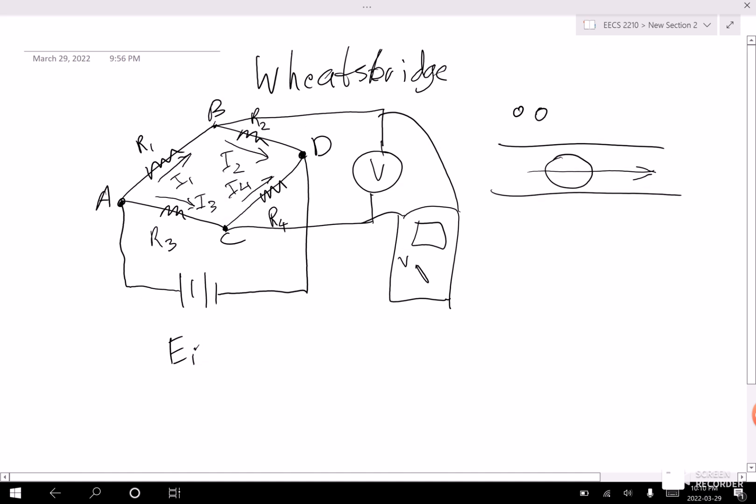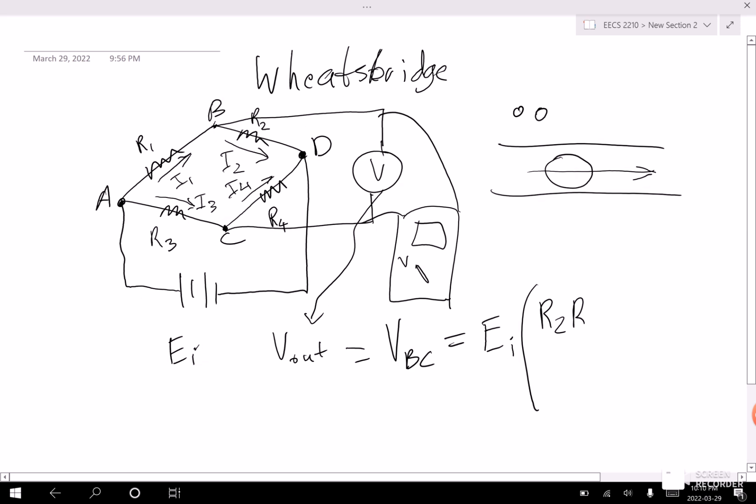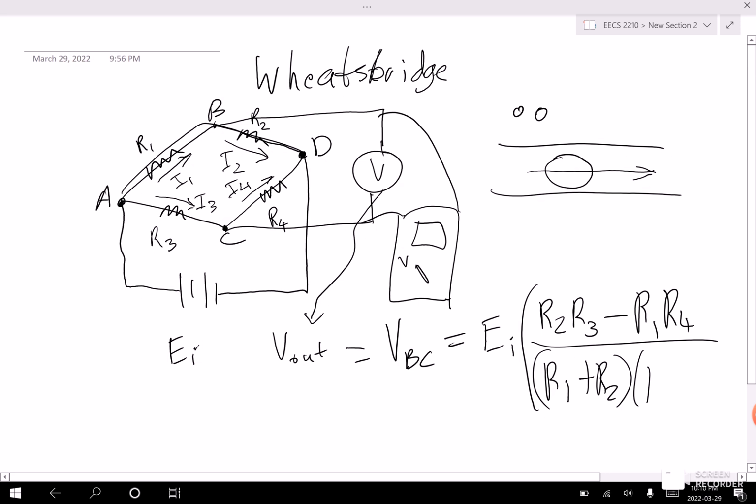And the formula we use to measure the voltage output, which is this, is equal to basically the voltage from B to C, obtained by multiplying the energy source E with R2 times R3 minus R1 times R4, all over R1 plus R2, since the circuit goes this way and down, multiplied by R3 plus R4, since the circuit also goes this way and back up.